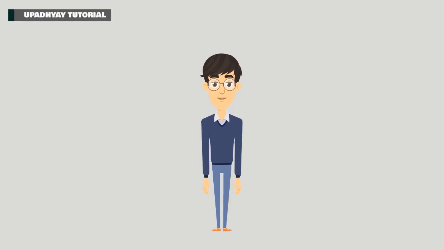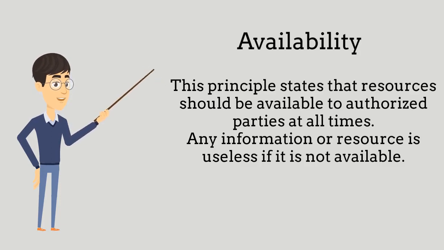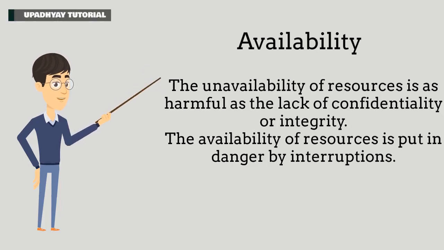Let us move ahead to understand the last principle of security, that is availability. The principle of availability states that resources should be available to authorized parties at all times. Any information or resource is useless if it is not available. The unavailability of resources is as harmful as the lack of confidentiality or integrity. The availability of resources is put in danger by interruptions.